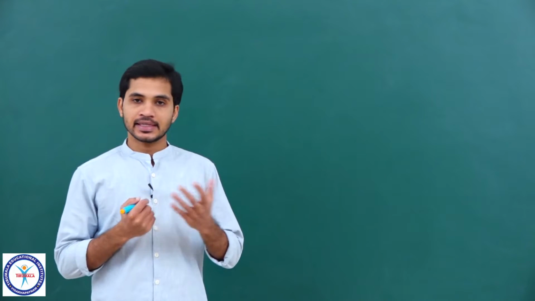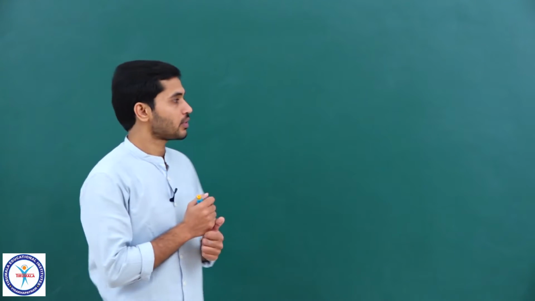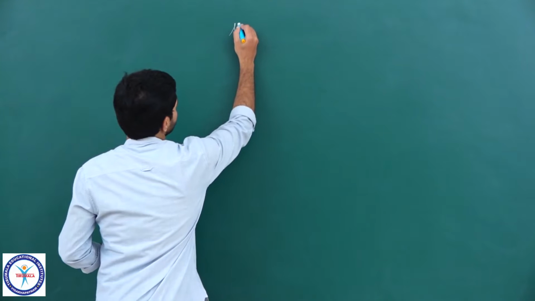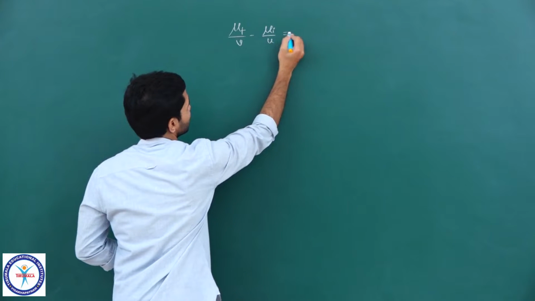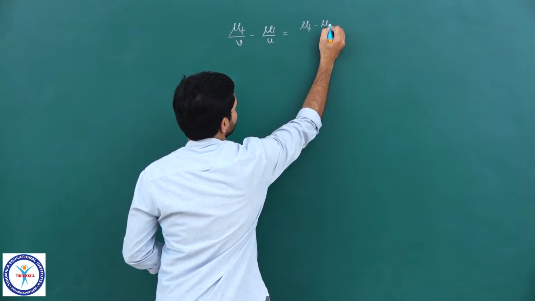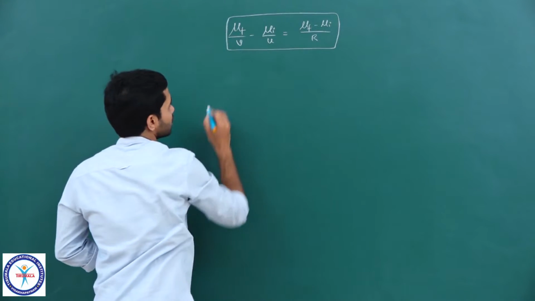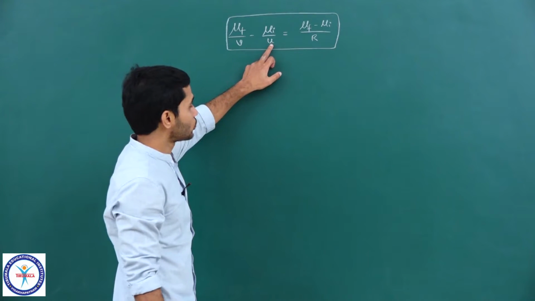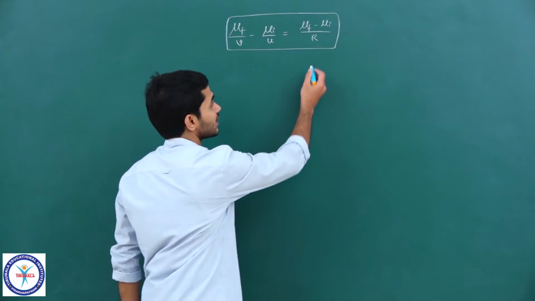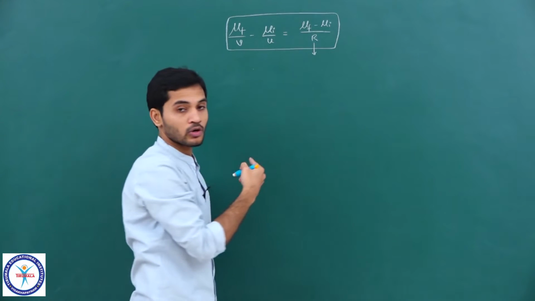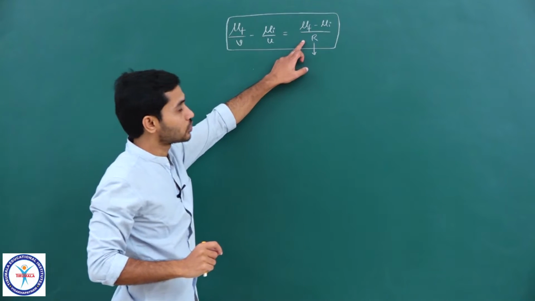So, students, let us understand the application of that particular result which we have derived by taking an example. First I will write down the expression: mu final by V minus mu initial by U is equal to mu final minus mu initial by R. Now, keep in mind once again, whenever we are substituting the values for U or V or R, they should be substituted with sign convention. Remember, when I derived, I substituted the sign convention for R also. So whenever you are using this, you will have to apply sign convention while substituting radius also.